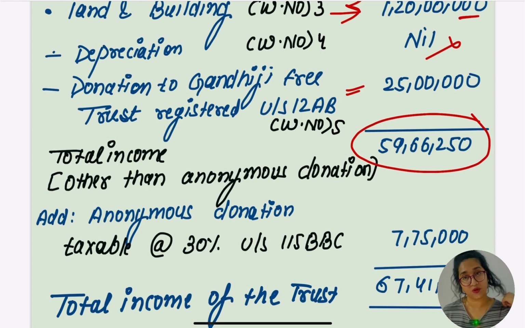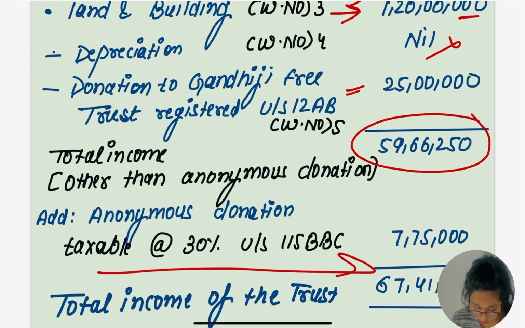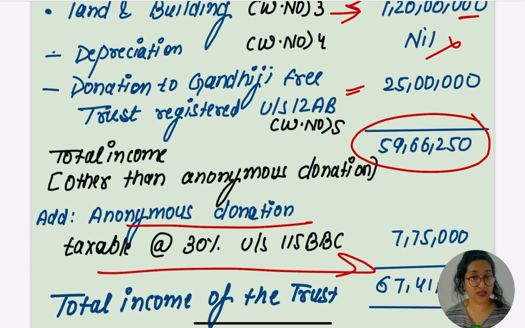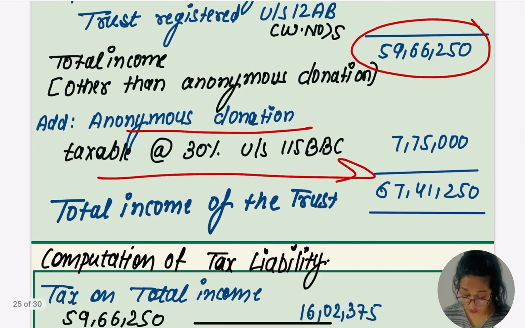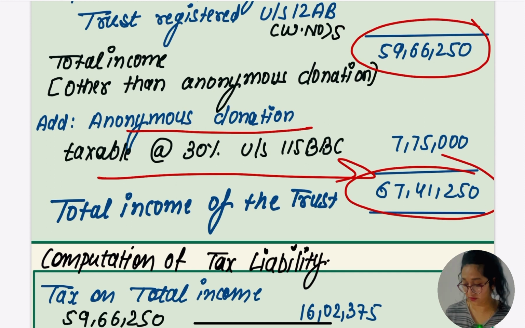The remaining part, which is going to be taxable at the rate of 30%, is going to be added here. The anonymous donation is taxable at the rate of 30% under section 115BBC, which is 7,75,000, and it would be added back here. Now the total income of the trust is going to be 67,41,250. Now how are we going to compute the tax?